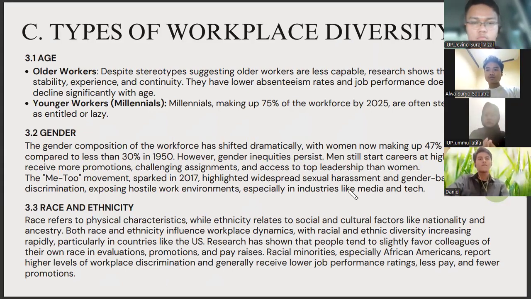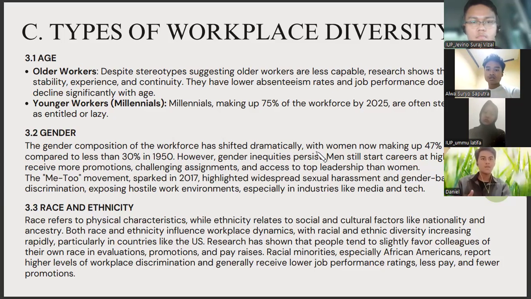Despite stereotypes suggesting older workers are less capable, research shows they offer stability, experience, and continuity. They have lower absenteeism rates and job performance does not decline significantly with age. Retaining older workers is critical, especially as labor shortages loom, and companies like Berkeley's recognize their value by offering programs for older hires.